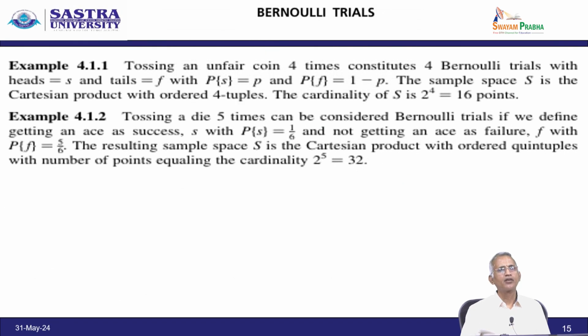Now, we have a Bernoulli trial. Already we discussed, based on that we have to discuss some examples. So, tossing an unfair coin 4 times constitutes 4 Bernoulli trials with heads S and tails F. Therefore, P of S equal to p and P of F equal to 1 minus p. Therefore, the sample space S is a Cartesian product of ordered 4-tuples. The cardinality is represented as 2 power r here, 2 power 4 is equal to 16 points. So, this is the meaning of Bernoulli trials of tossing 4 coins at a time.